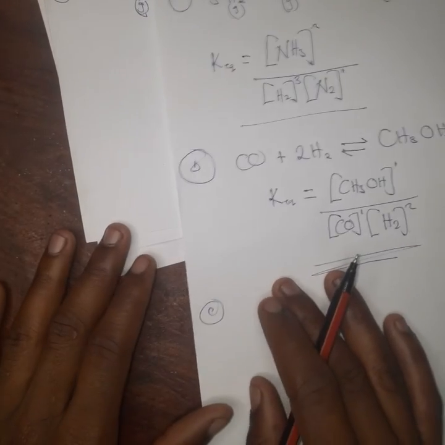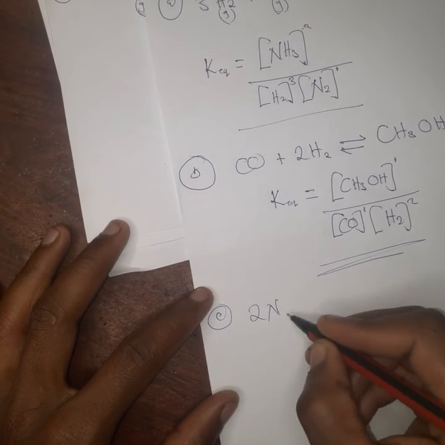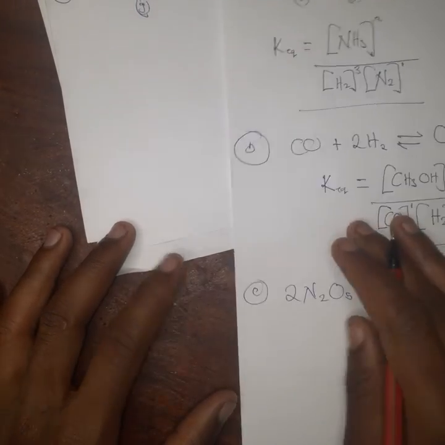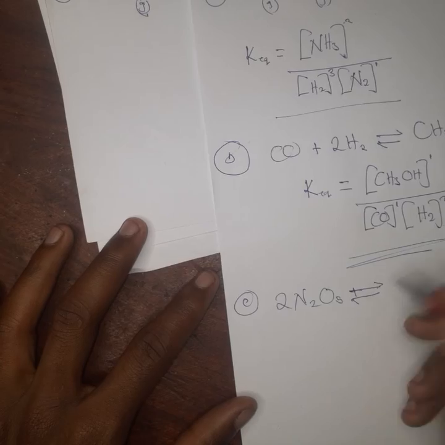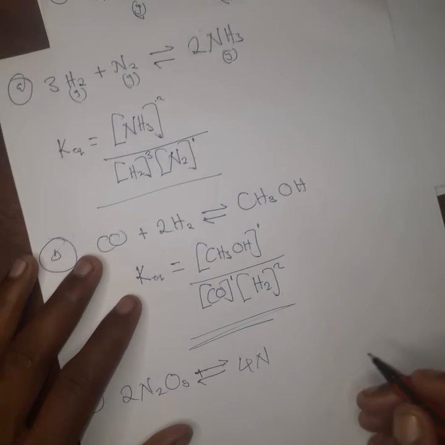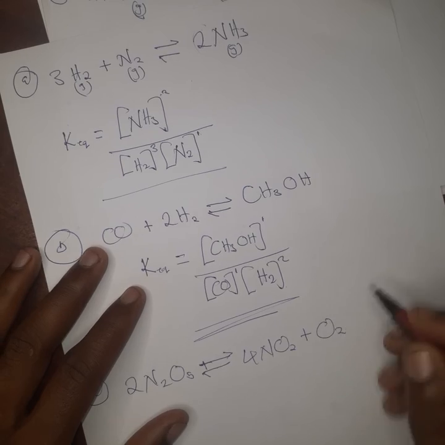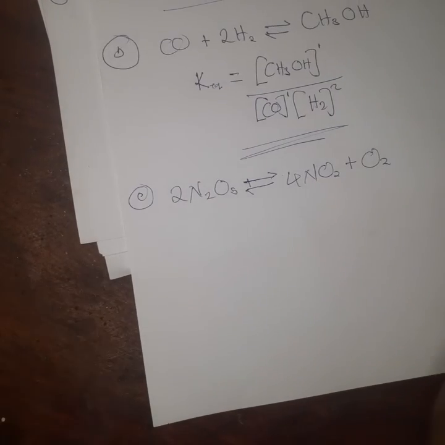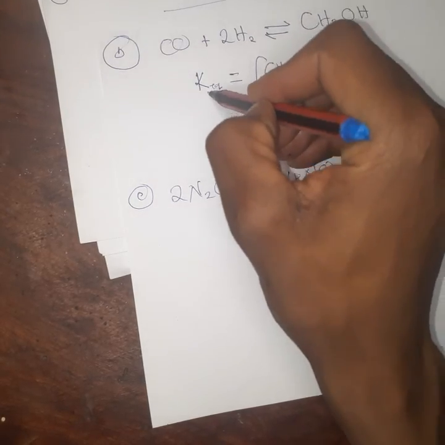So for C, you write down the equation. We have 2 N2O5 to produce, it's just a forward reaction, 4 nitrogen dioxide molecules plus oxygen gas. Okay, we want you to come up with the equilibrium constant expression. It's not different from this, it's the same thing.